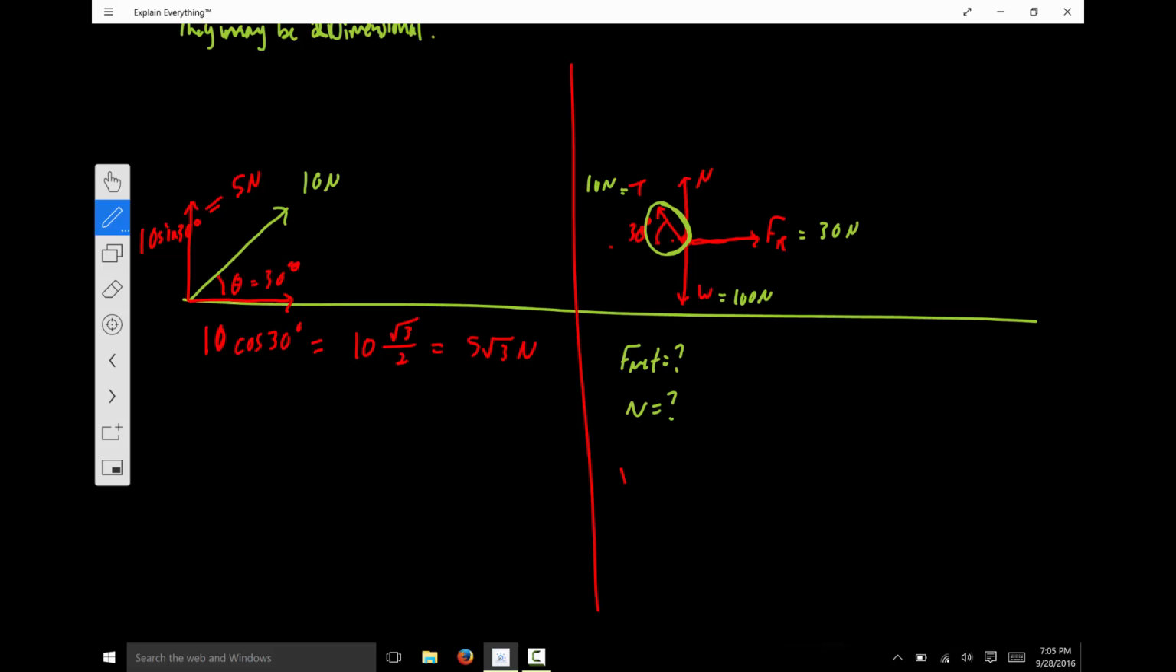Okay, so let's take care of this by axis. Let's focus on the x-axis for now. On the x-axis, we have, let's start off with F net. You always start off there. Forces in the positive direction plus forces in the negative direction. Okay. And obviously, it's a sum of.